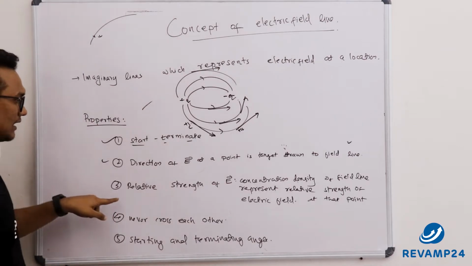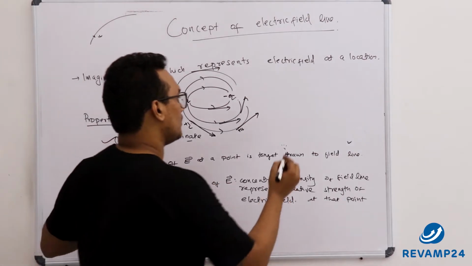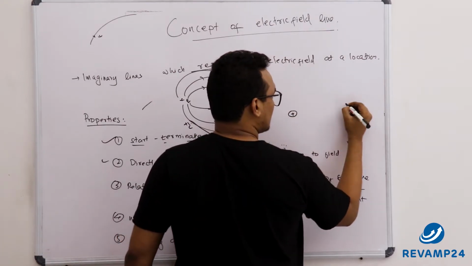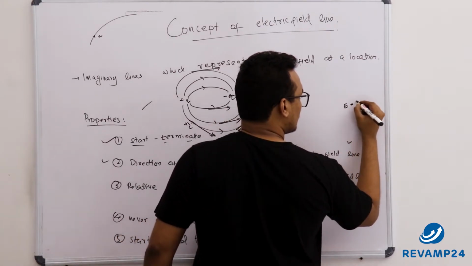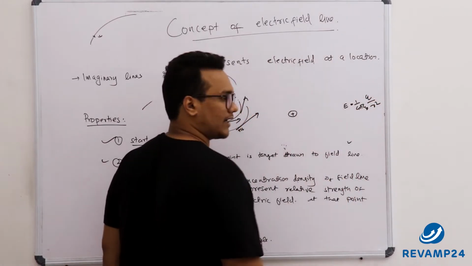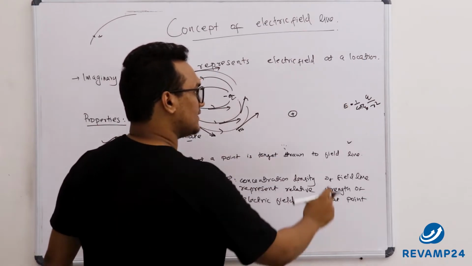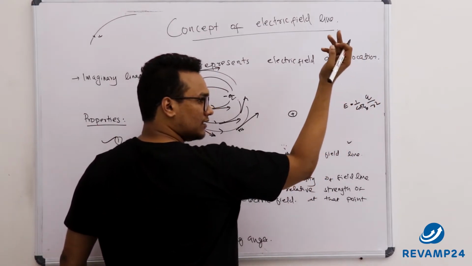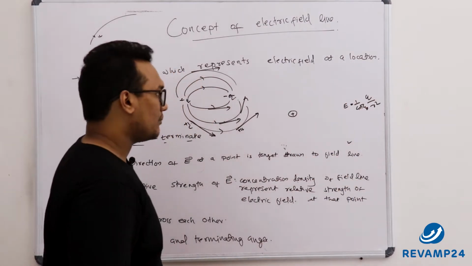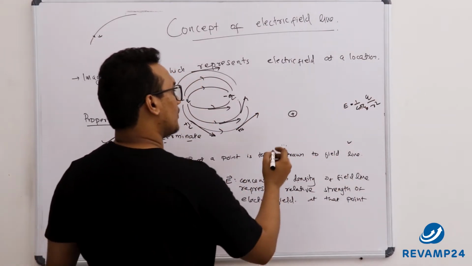Next thing is relative strength of E. So we know we have a positive charge here. So what is the value of E? E is equal to 1 by 4 pi epsilon 0 Q divided by R square. This is E, right? So this equation itself is saying that when we are increasing R, when we are moving away from it, field will decrease. But this can be easily understood with the help of field lines.